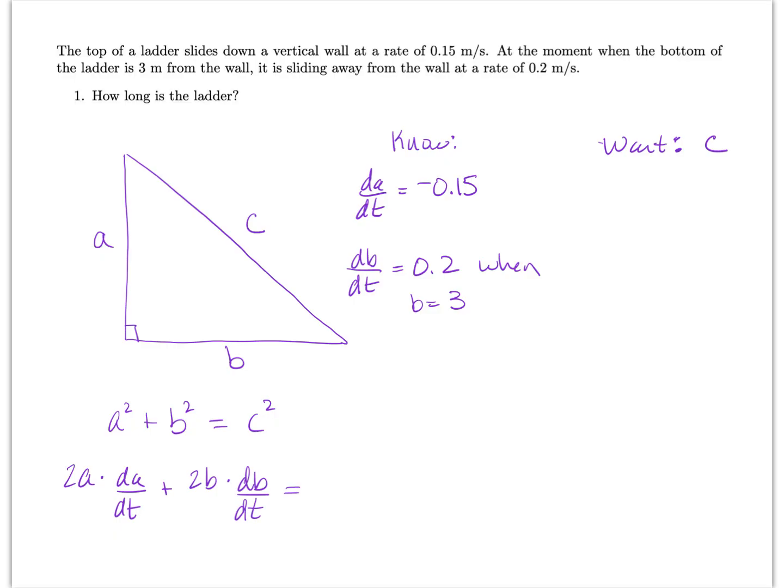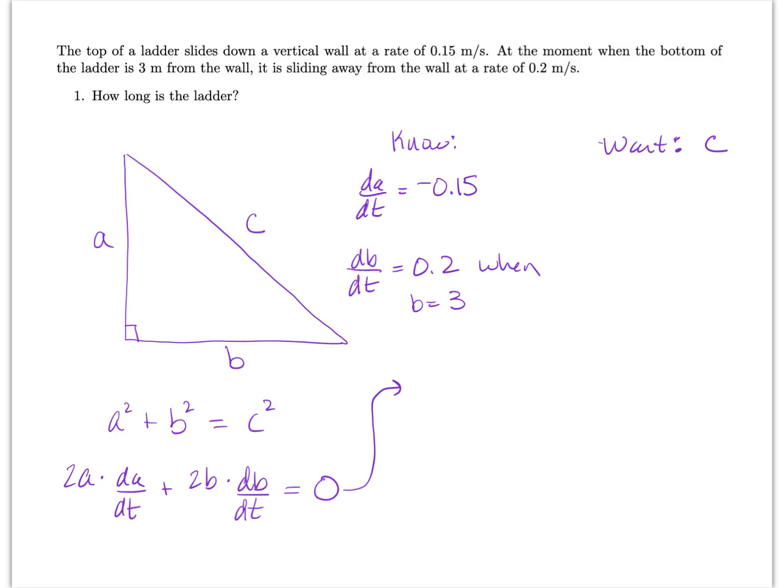equals. Now, you might be tempted to write 2c times dc/dt, but remember, c is a constant. The length of the ladder is not changing. And so c squared is also a constant. It's just a number, and the derivative of a constant is 0. C is not changing, so its derivative is 0. And now I plug in the things I know and solve for the things I want.